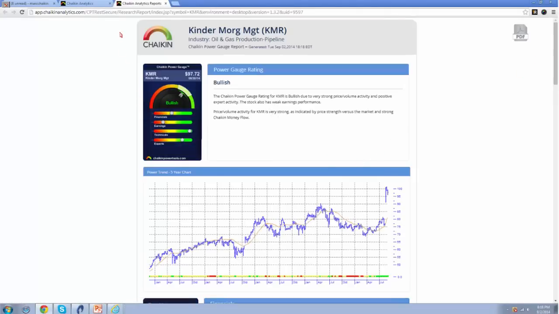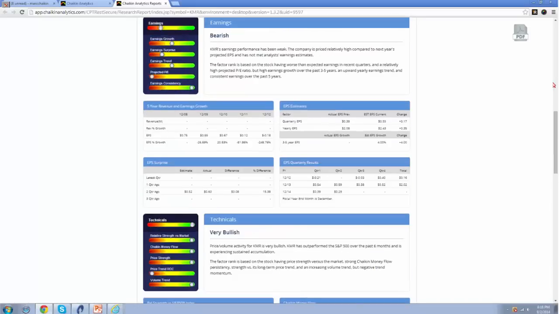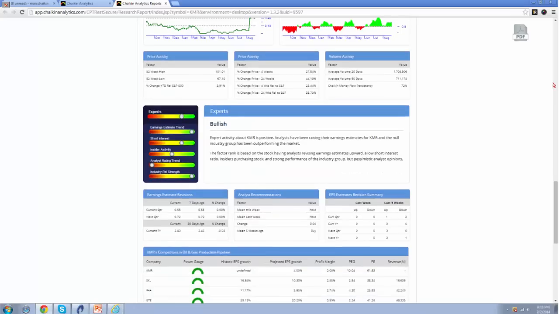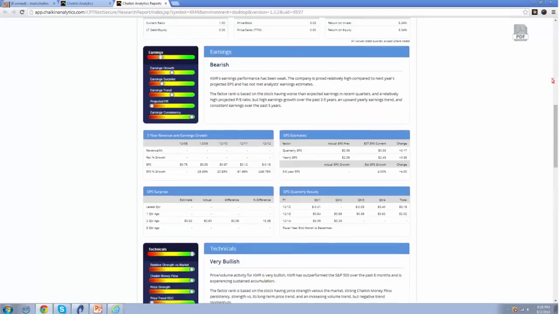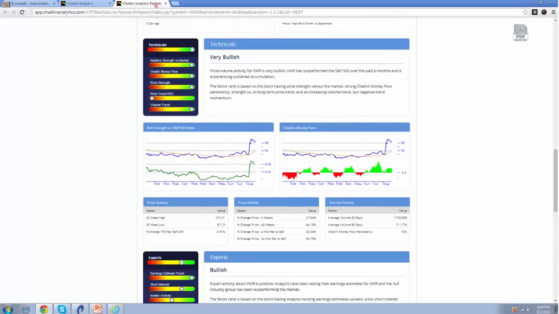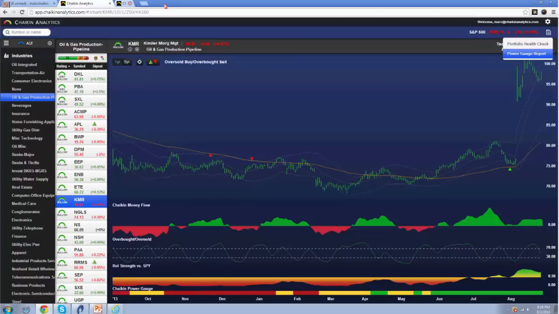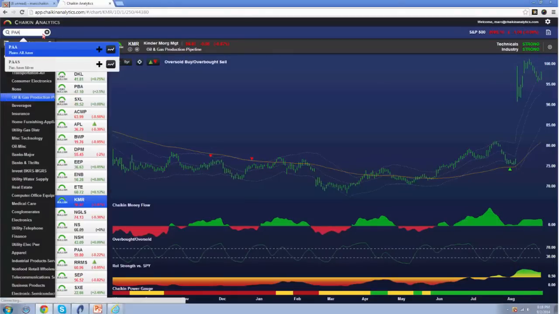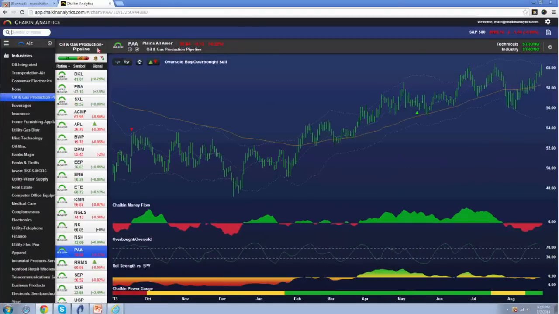here's Kinder Morgan Management. I click on it when I'm on the chart, and there's that 4-page PDF research report. If you're looking for more information, it tells you what other stocks in the group have bullish power gauge ratings, so XSL, PAA, and then you can go back and say, okay, let's see what PAA looks like. I know this has been a pretty decent stock, making new highs.